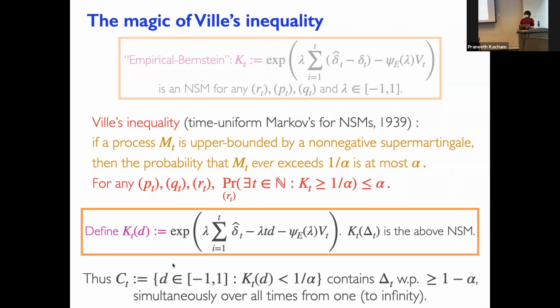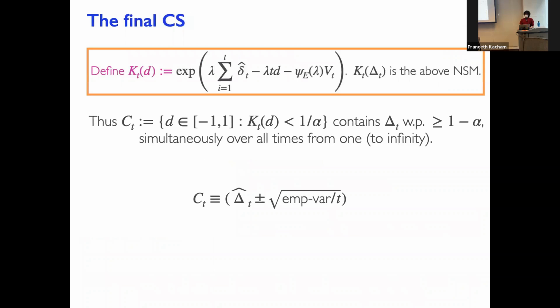Now, this might look tedious, but it's not, because I can just take log on both sides and move things around. What you get effectively is that the confidence set looks like delta hat T, which is what that first term is, plus or minus some empirical variance divided by square root T. Actually I'm dropping a log T term here, but essentially it has that form, and you get it simply by taking KT of D less than 1 over alpha, taking log on both sides, and moving things to one side. So this is the confidence set that you finally get out of this.